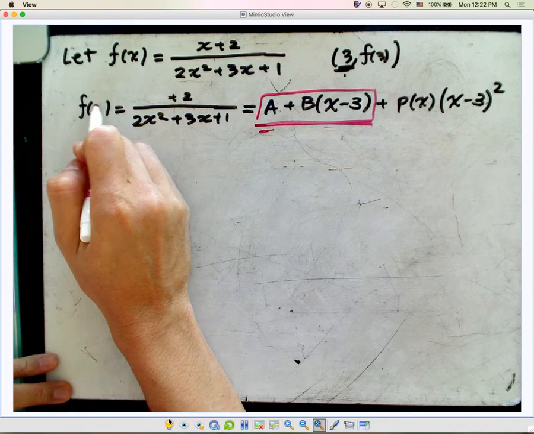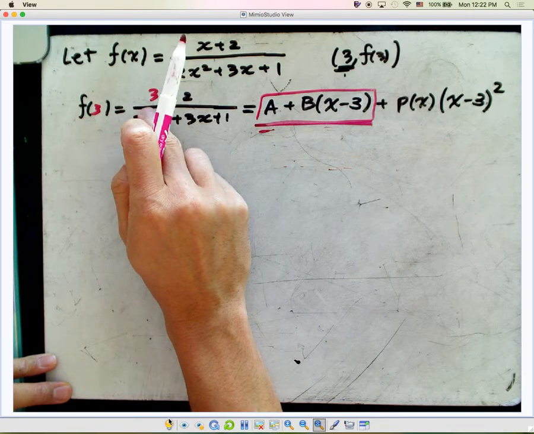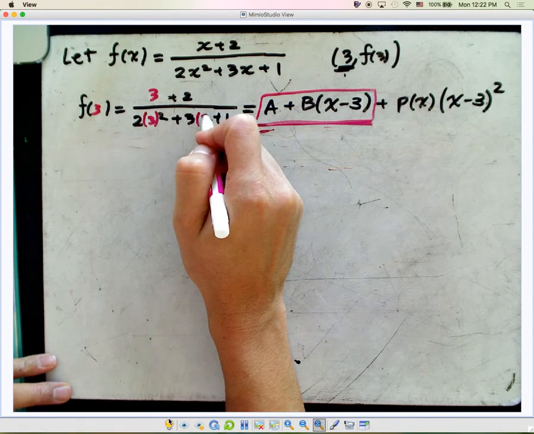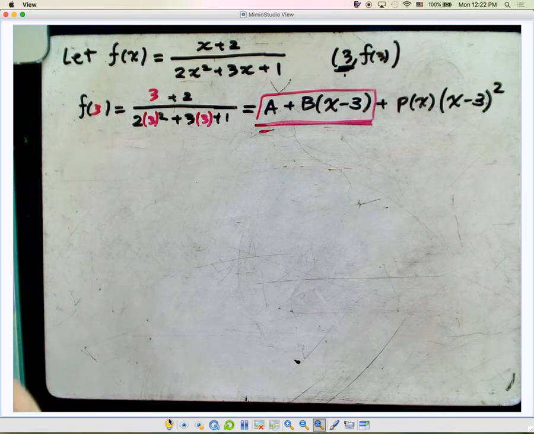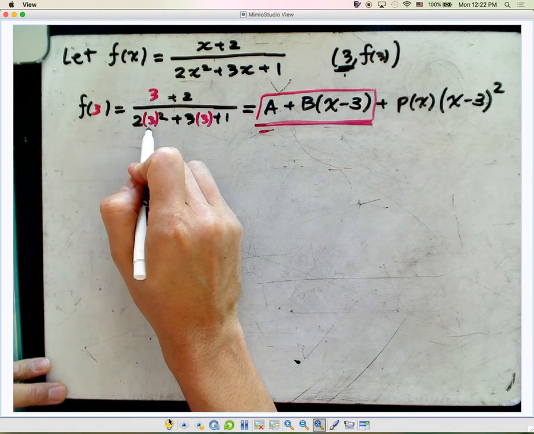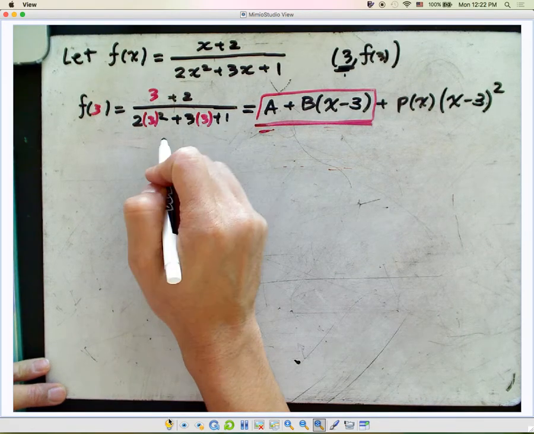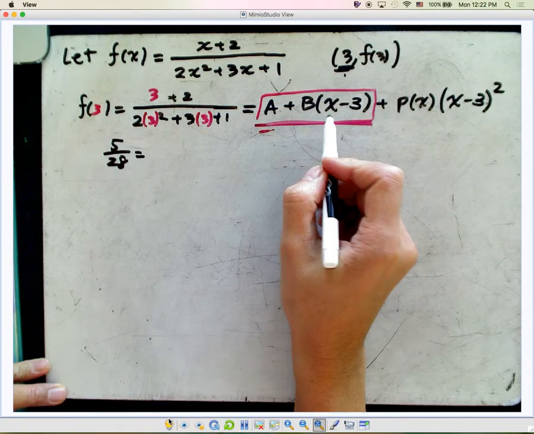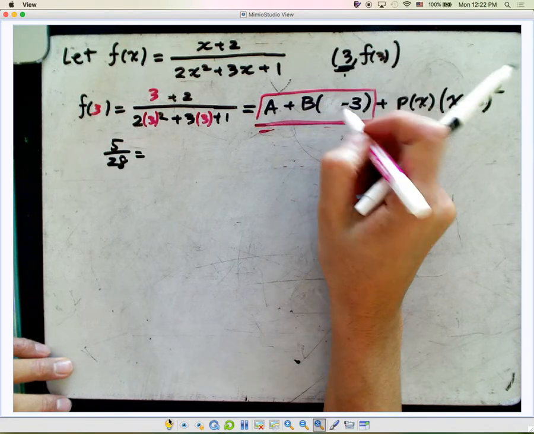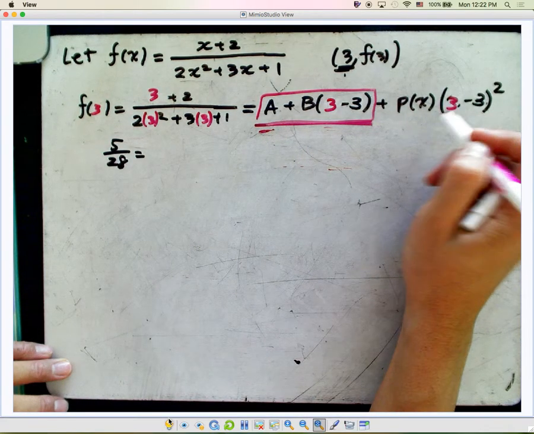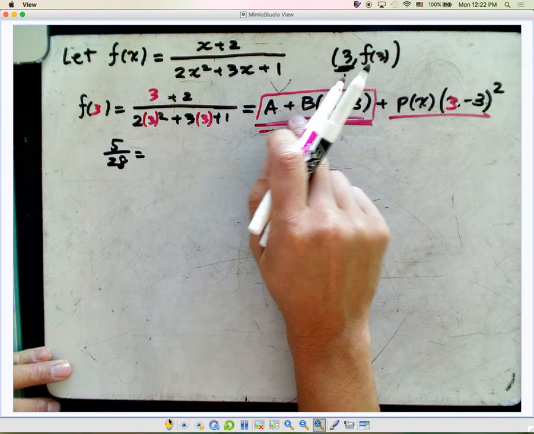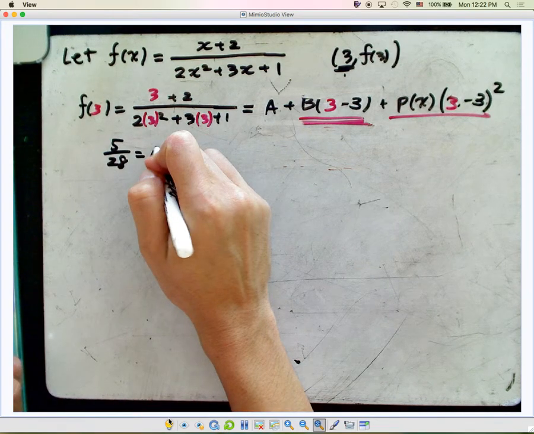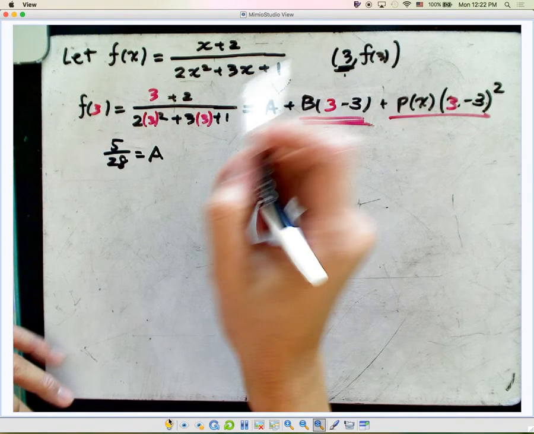So f of 3 is going to be 3 plus 2 over 2 times 3 squared plus 3 times 3 plus 1, which is going to be 5 over, that's 18 plus 9 plus 1, so that's 28. So that's going to be 5 over 28, which should be equal to, if I plug in 3 to all the x's, then this part will be 0, this part will be 0. So it's just going to be a. So a is 5/28.